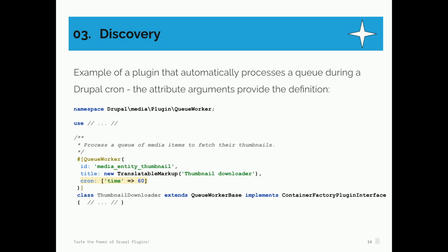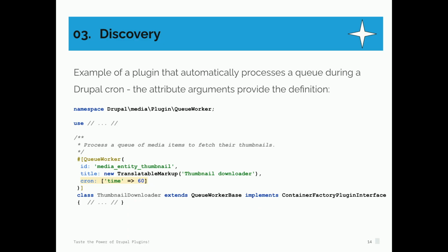Right, so coming back to the example I keep hitting on of queue workers, I'm going to dive in now a little bit more to a specific example of a queue worker, one that's pretty simple. So in this case, as I said, the attribute arguments provide the definition, and for queue workers, if you want them to run on cron, you have to include in the definition an argument that says how much time should I spend processing this queue on cron. And in this case, you see the highlighted line says I want to give it 60 seconds of time.